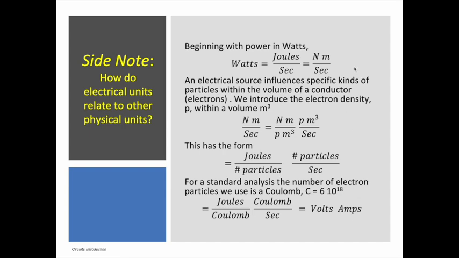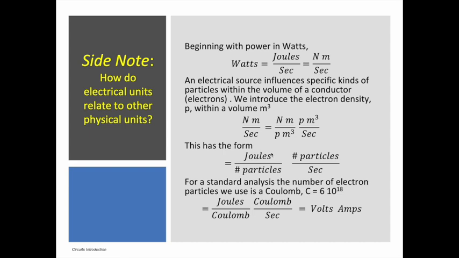As another side note, let's talk about how electrical units relate to other physical units. We'll start with power in watts. So watts is joules per second or Newton meters per second. Now, an electrical source influences specific kinds of particles within the volume of a conductor. Those are electrons, of course. We introduce the electron density, P, together with the volume, meters cubed, into this above equation.